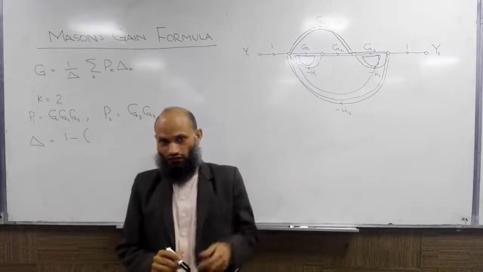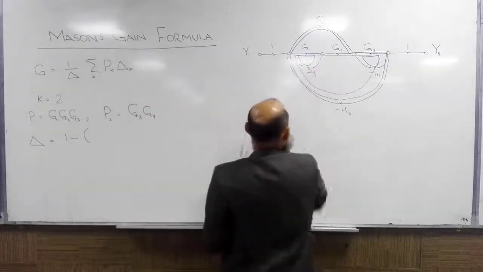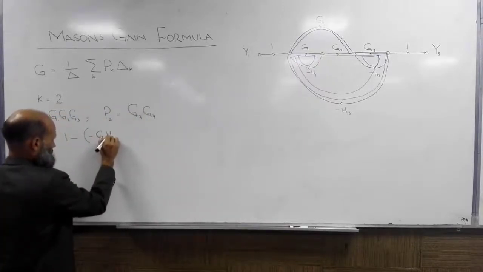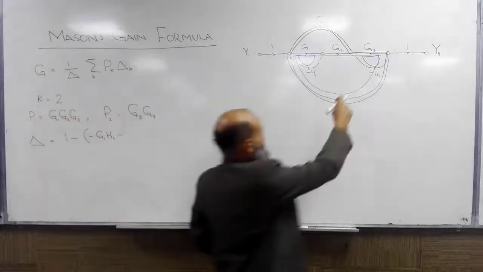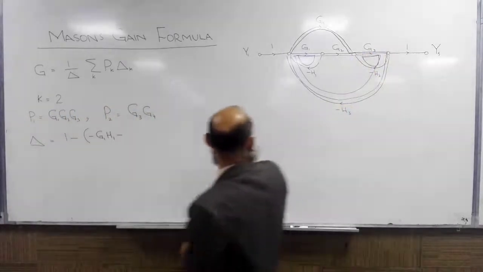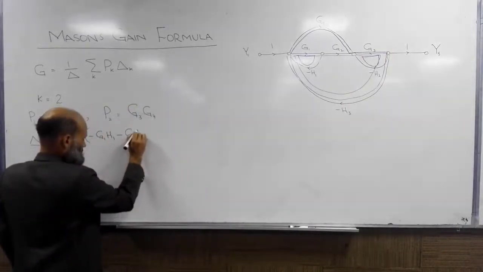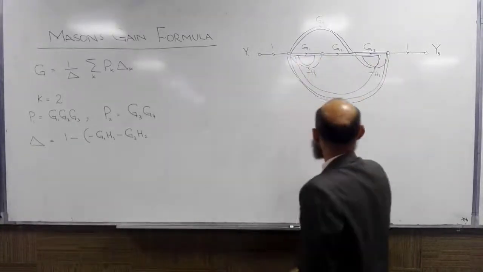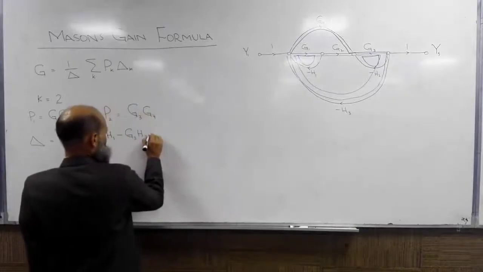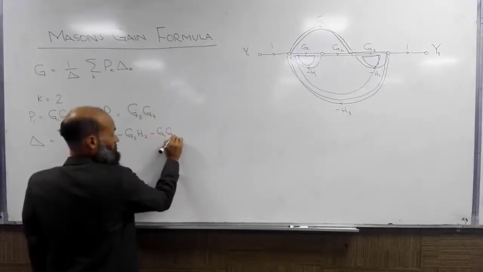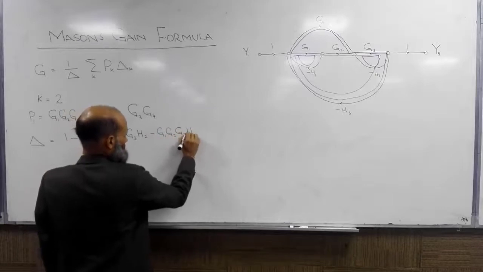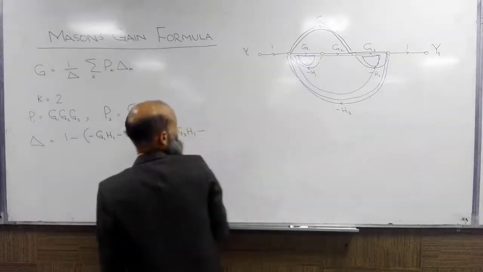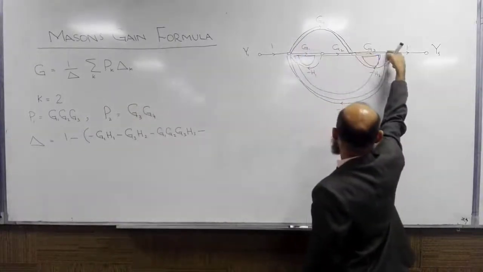What is loop gain for first loop? That is this one, minus G1 H1. For this one, minus G3 H2. For this one, G1 G2 H3, negative sign over here. Fourth, G4 G3 H3.